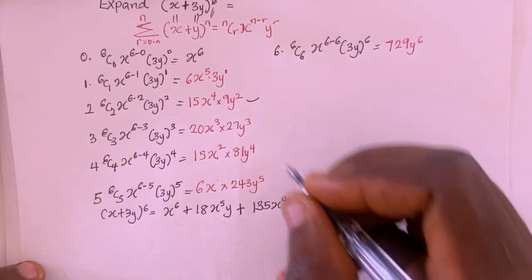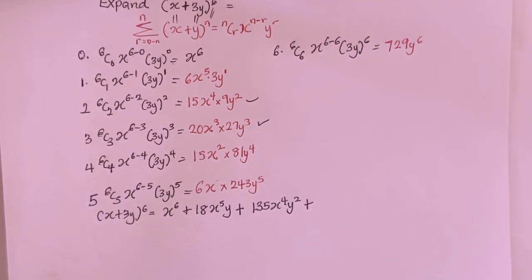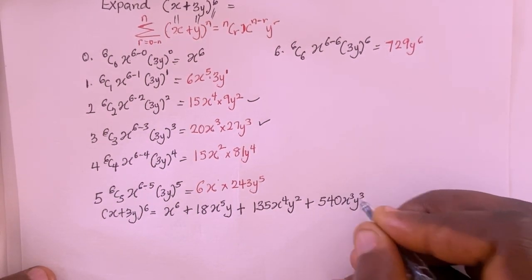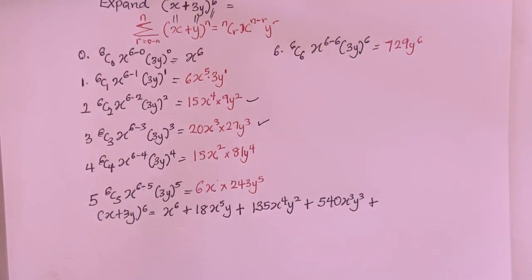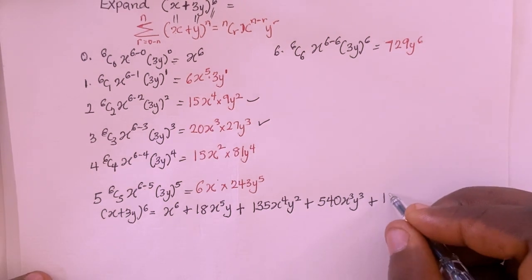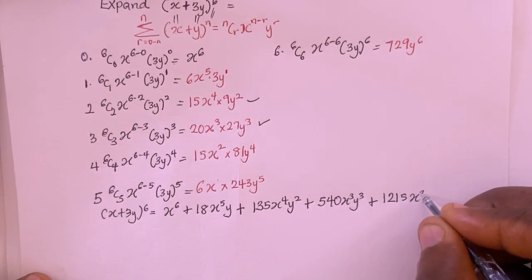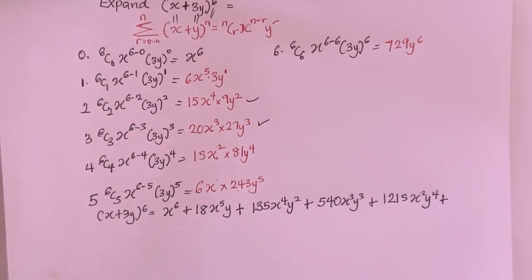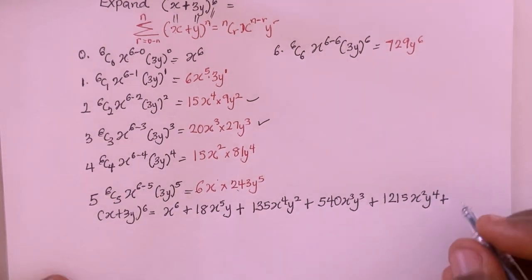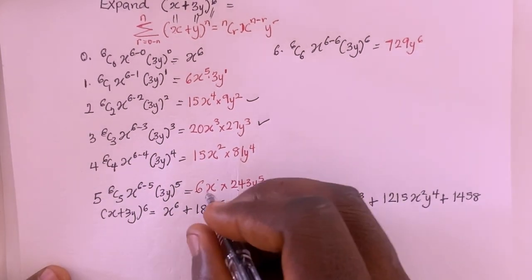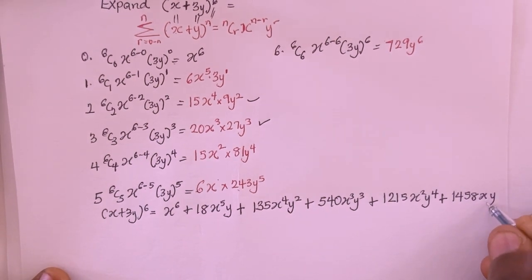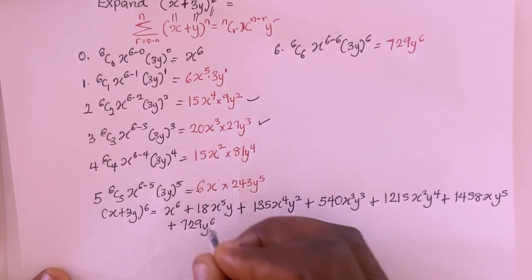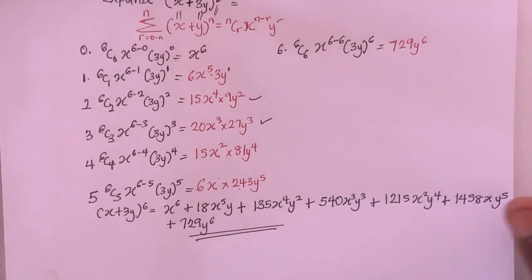followed by another plus. We have 20 multiplied by 27, that's 540, x to the power of 3, y to the power of 3. Plus again, 15 multiplied by 81, that's 1215, x to the power of 2, y to the power of 4. Plus again, 6 multiplied by 243, that's 1458, x to the power of 1, y to the power of 5. Then plus 729y to the power of 6. So this is the expansion of this expression.